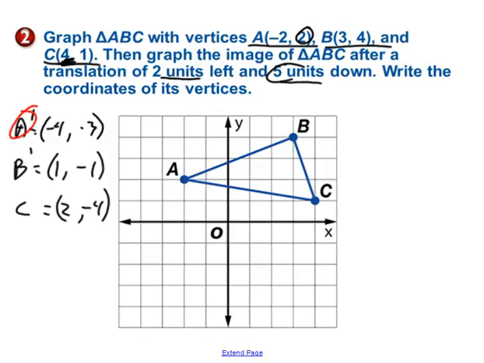I'm going to graph A prime as -4, 1, 2, 3, 4, down 3, 1, 2, 3. This is A prime. B prime is 1, -1, so there's B prime. And C becomes 2, -4, down 1, 2, 3, 4, becomes C prime. Here's my triangle, and that's the translation of 2 units to the left and 5 units down.